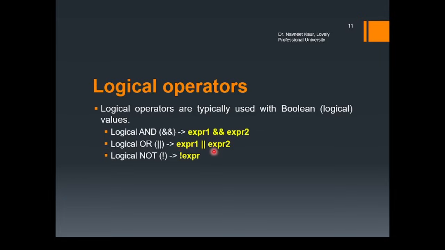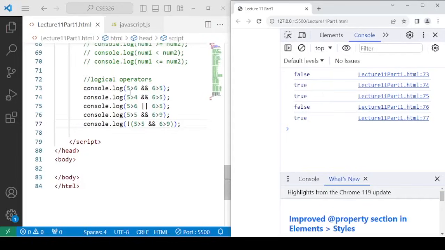In case of OR, it will return the overall result as false only if all of the expressions are returning false. Finally, we have logical NOT, which is always the opposite of whatever value we are assigning. If it's false, it will return true. If it's true, then it will return false. We have this example right now.